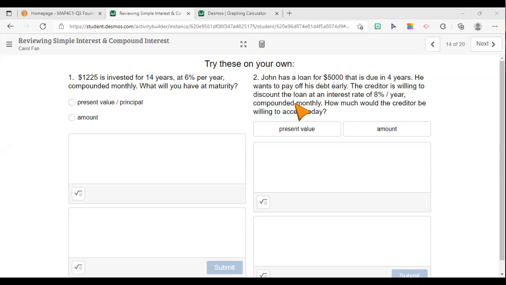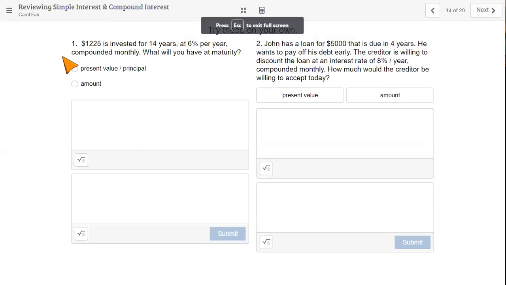Hi, class. Thank you to all those who are still here. Let's take up these questions and then we'll call it a day. So we have $1,225 invested for 14 years at 16% per year, compounded monthly. What are you going to have at maturity?